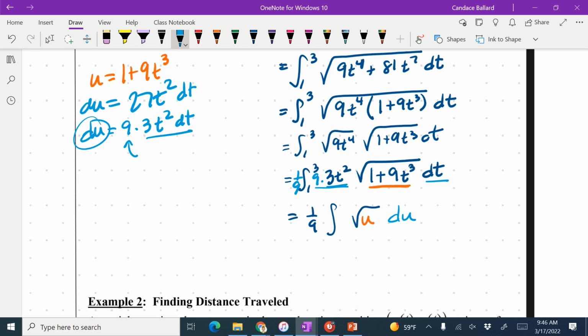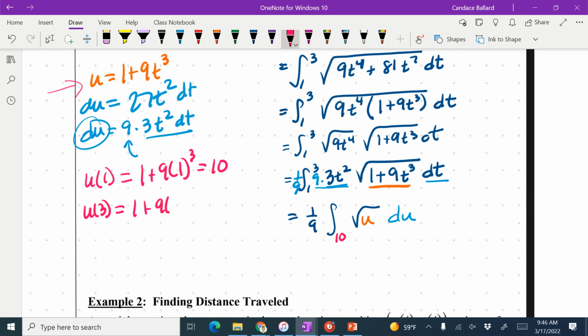These are t bounds, right? I need u bounds. How do I get u bounds? Yeah, we got to plug in here to u, don't we? Okay, so I'm going to plug the 1 in, and I'm going to plug the 3 in. So u of 1 equals 1 plus 9 times 1 cubed, which would just be 10. All right, and then u of 3 equals 1 plus 9 times 3 cubed.